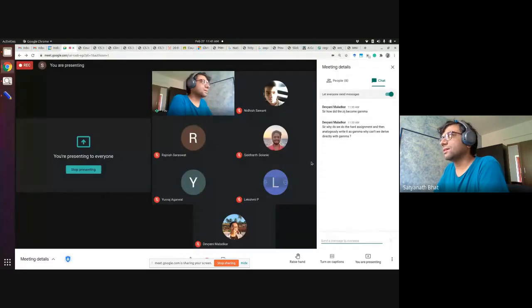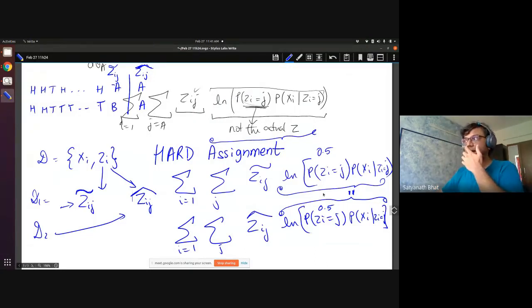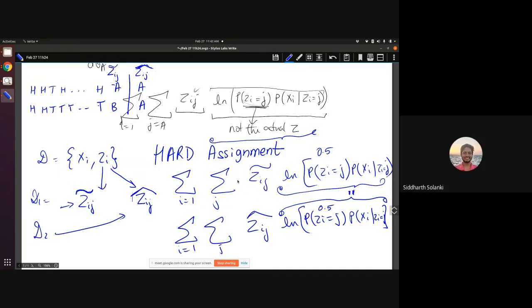See, this is where the confusion is, right? I'm just trying to say that you have to understand that this part and this Zij are different. I understand the confusion you are having. You are saying that if Zij equals j, this probability is known, so why don't you directly put it here? Why don't you just put this same thing here?